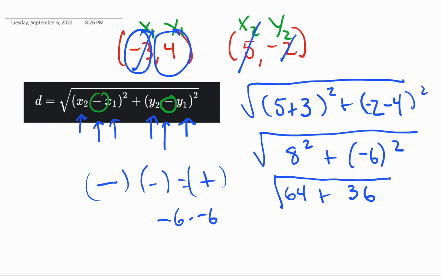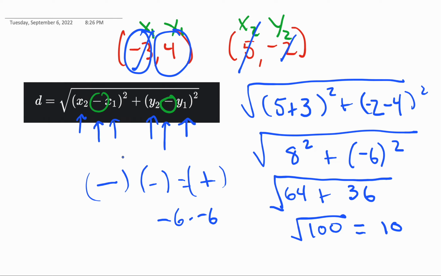Because in geometry, we don't have negative distances. And so when we square a number, the negative actually will disappear. So 64 plus 36 is 100. Our final answer is the square root of 100, or 10. So it can be handy to think of when you fill in the formula, your negative sign is the same as saying the opposite of what you started with for x1 and the opposite of what you started with for y1, the opposite sign. And maybe that'll help some of you remember how to do it.